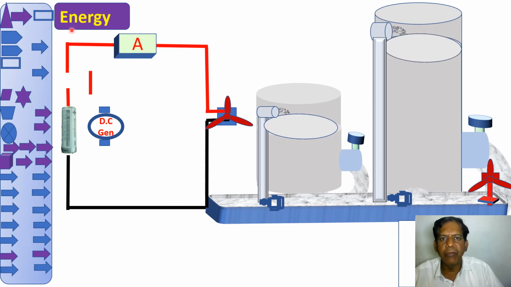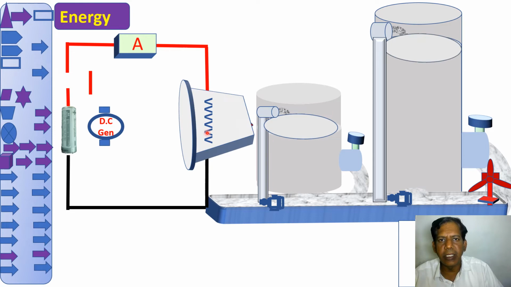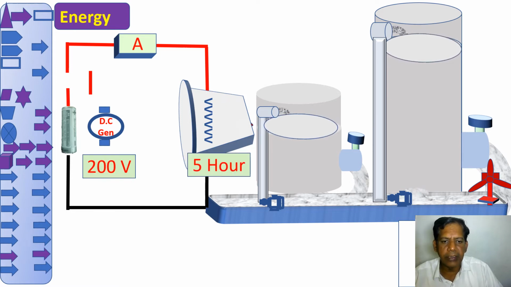Now let us see what is energy. This is a lamp. Now we are going to find what is the energy consumed by this lamp, if the applied voltage is 200 volt across this lamp and the lamp is continuously switched on for 5 hours. To understand the concept clearly, as usual, we will go to this water tank principle.